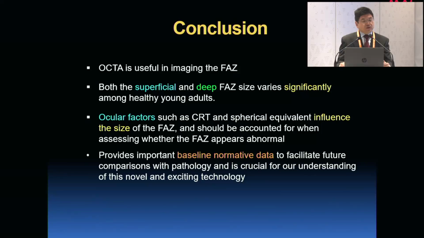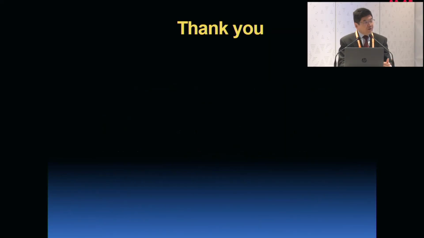So to conclude, OCTA is useful to image the FAZ. Both superficial and deep FAZs varied significantly in size amongst even healthy adults. The ocular factors such as central retinal thickness and spherical equivalent influence FAZ size and should be accounted for when we assess whether the FAZ appears normal. And studies like these provide important baseline normative data to facilitate comparisons with eyes with pathology, and is crucial for understanding of this technology. Thank you.